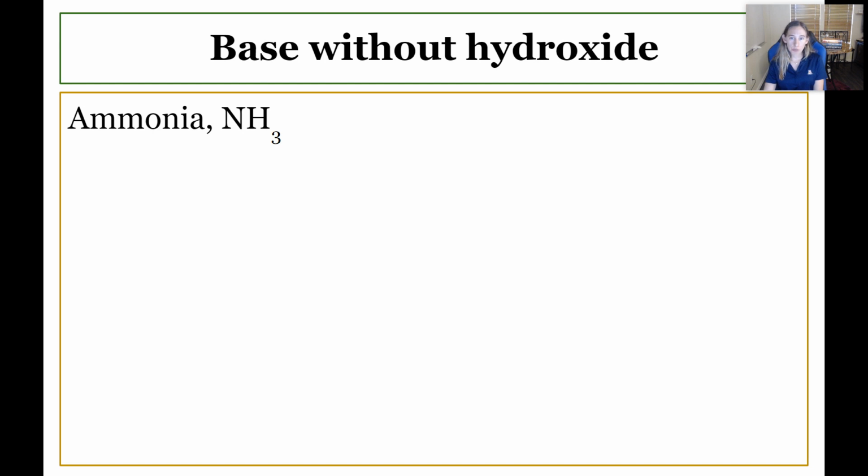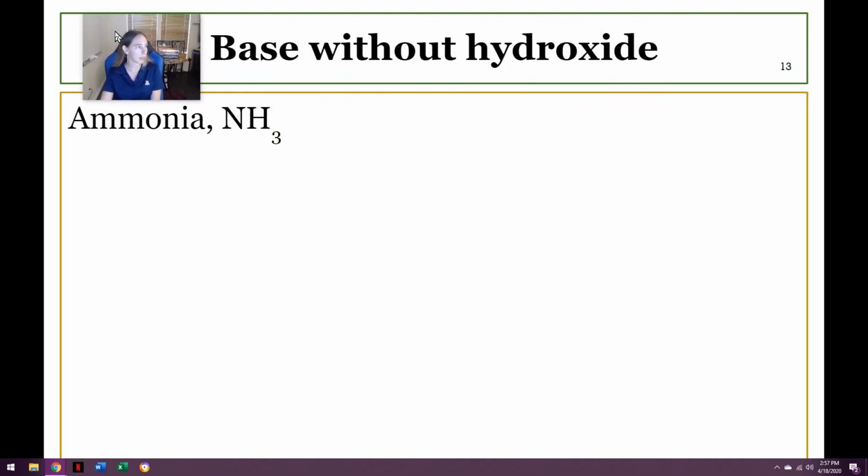Ammonia, NH3, is a base, even though it doesn't have hydroxide. It's the only exception that I know of, actually, which brings us to an interesting question. Since bases are more than just compounds with hydroxide, what makes a base a base? Well, to answer that, let's move on to the definitions portion of our lesson for today.